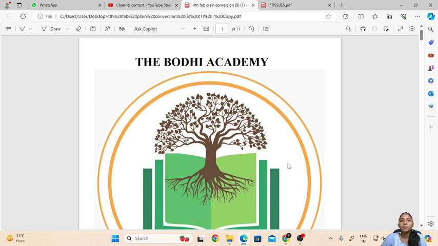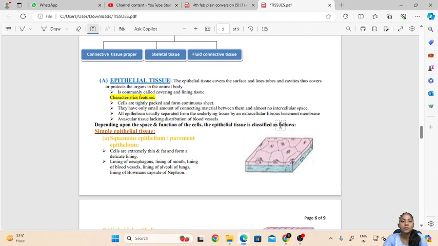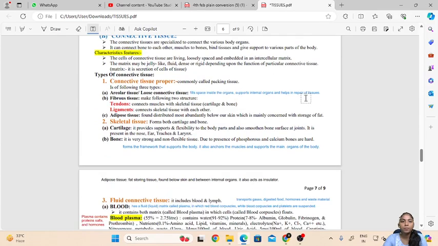I am Mahanta and today we will continue the class 9 science chapter 6 tissues. So we have already seen the plant tissues and we have started with the animal tissues. In animal tissues we have seen what are epithelial tissues and today we will start with connective tissue.